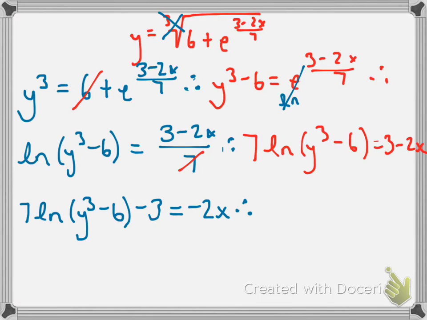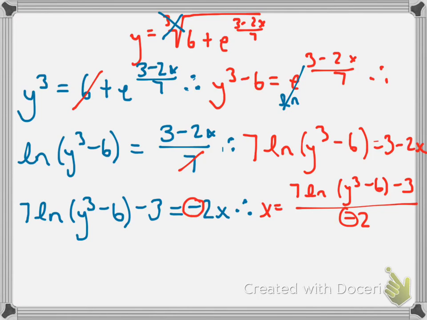And this will finally lead to our last step, and we can get rid of this negative 2 because it's multiplied here. We want to do the opposite of that, which is going to be dividing, and we will get that x equals 7 natural log of y cubed minus 6 minus 3 over negative 2. Got to make sure you carry this negative over, because we're not solving for negative x, we're solving for positive x.